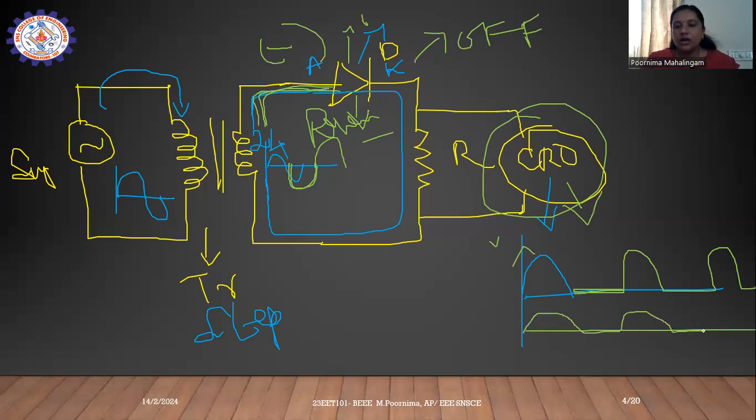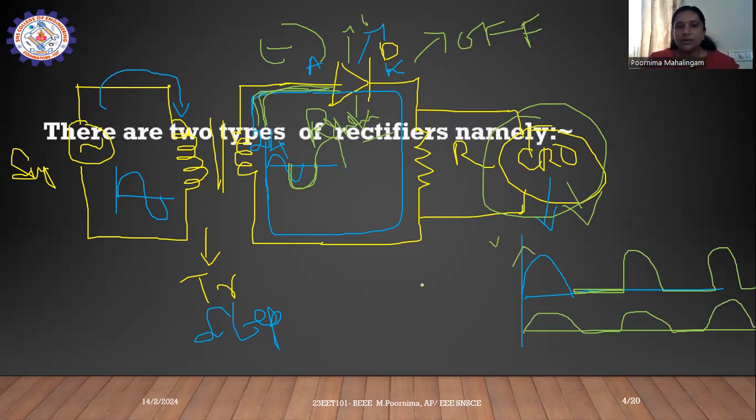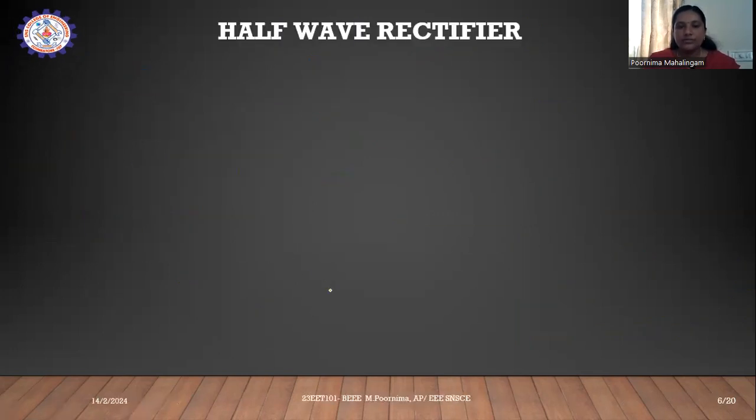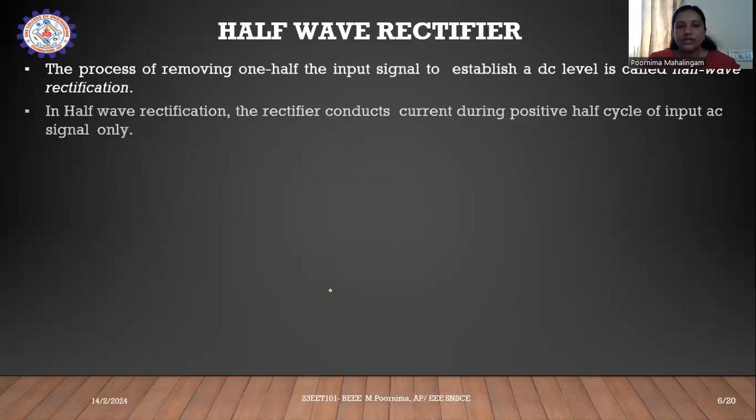This is the half-wave rectifier. This we are going to see in the upcoming part. See, we have two parts: one is the half-wave rectifier and the other is the full-wave rectifier. Now, what is a half-wave rectifier?